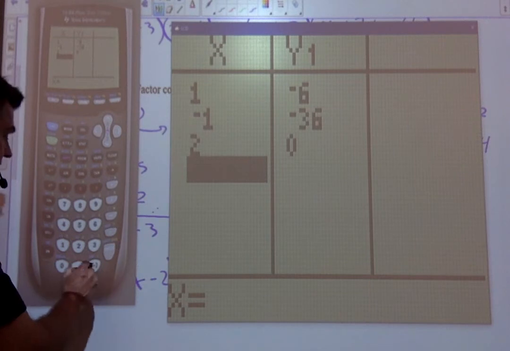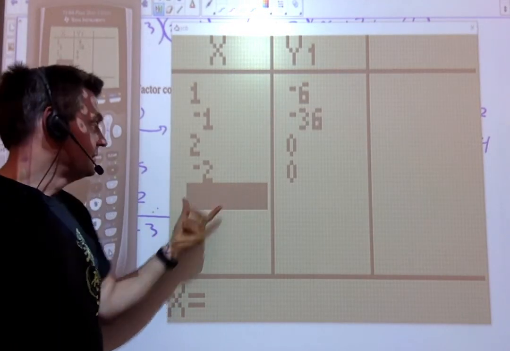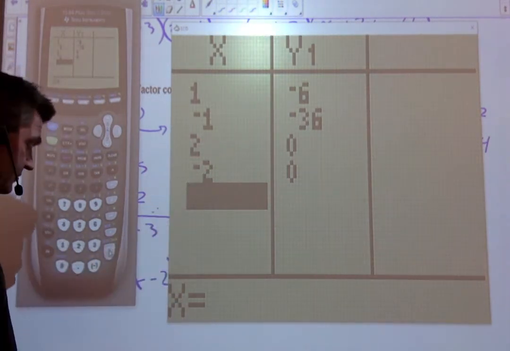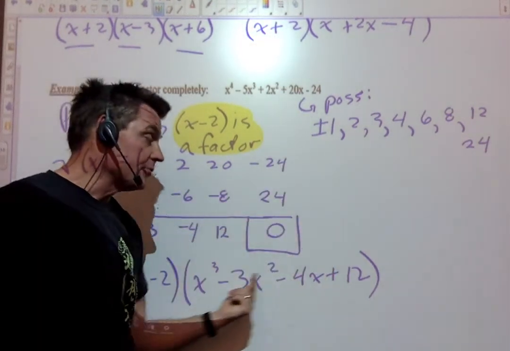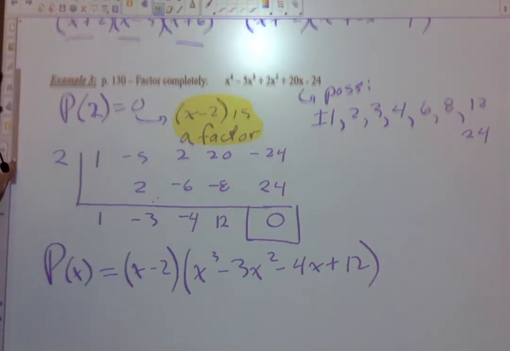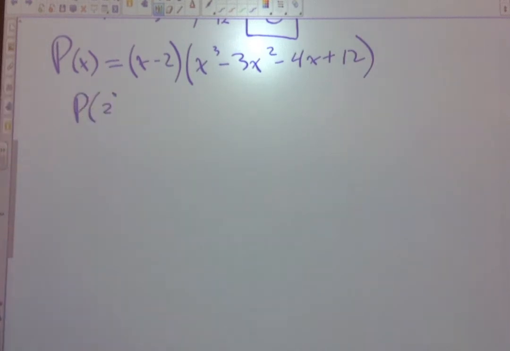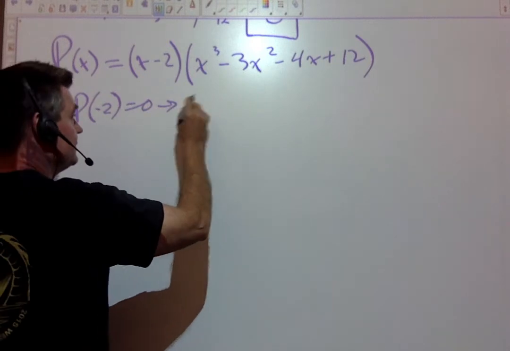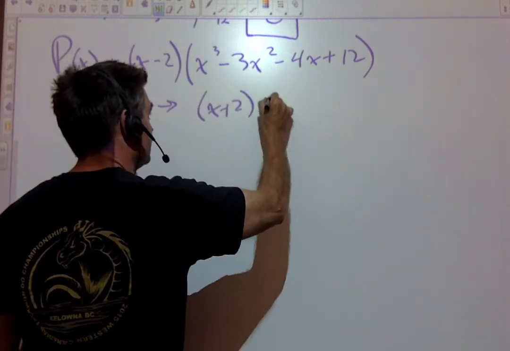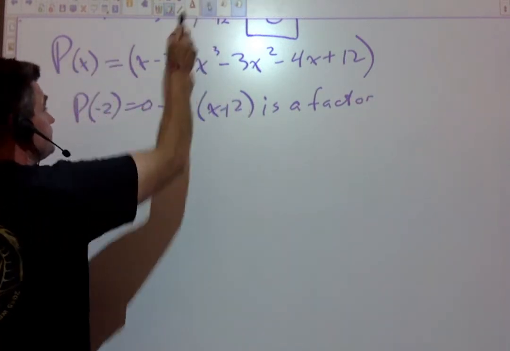I tried 1. Did I try negative 2? Hey, negative 2 works. This is another factor. So I know that x plus 2 is going to be a factor of this thing because it's a factor of the whole thing. It's also got to be a factor of this. Okay, so I know P of 2, no, it was negative 2, right? Was it negative 2? What did we plug in? I'm getting lost. Yeah, it was negative 2. P of negative 2 is equal to 0, which means x plus 2 is a factor. It's also a factor.